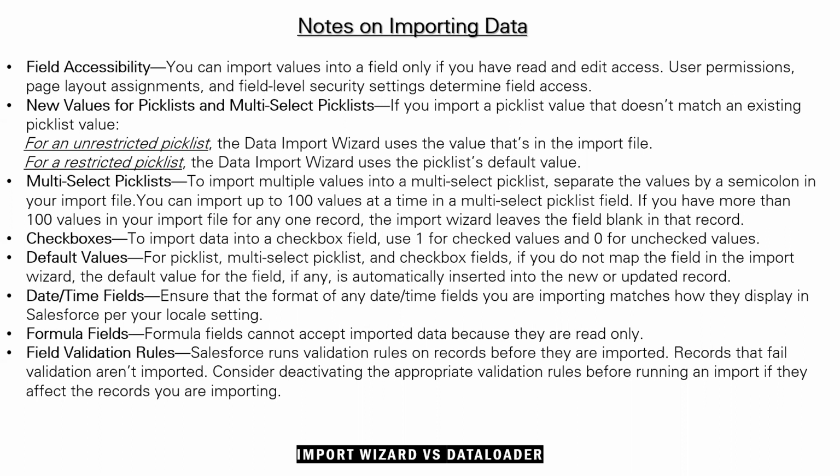For an unrestricted pick list, the data import wizard uses the value that's in the import file. So whatever data you have given in your Excel, that is what will get imported into the unrestricted pick list. For a restricted pick list, the data import wizard uses the pick list default value. Remember, even default we can select, isn't it? Like if you go through a website, the language first option you see is English, even though alphabetically English is not the first option. So for a restricted pick list, it will directly select the default value if you have given it.